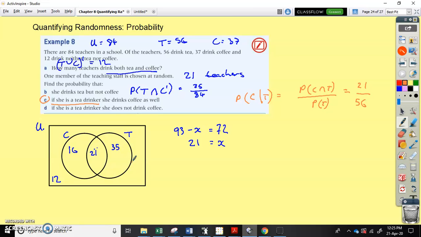Find the probability that she is a tea drinker and does not drink coffee. So again, this is similar to this. So it's going to be the probability for D, the probability that she is not a coffee drinker given she drinks tea. So again, this is going to be very similar. Out of the total tea drinkers, because given that, so out of 56, how many do not drink coffee? It's 35.